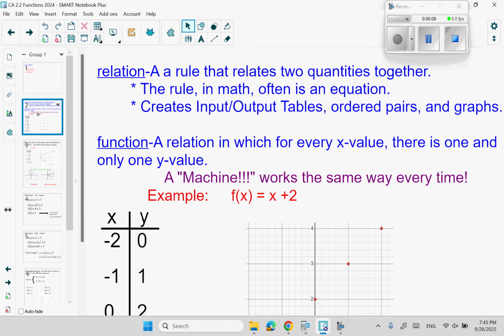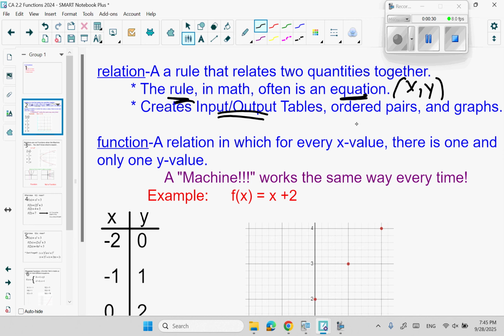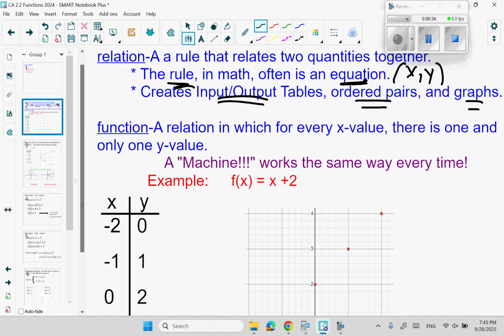So a relation is a rule that relates two quantities together, and for the sake of simplicity, we often use x and y. There are two different quantities, usually measuring different things. We often do it as a rule, and a rule in math is an equation. There are a couple of ways you can do it: input-output tables, ordered pairs, graphs as well, along with those equations.